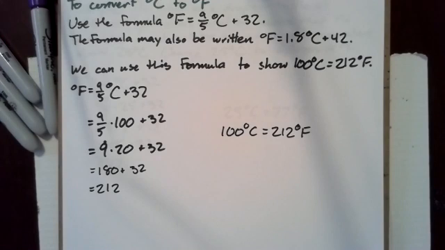Degrees Fahrenheit is equal to 9/5 degrees Celsius plus 32. That's 9/5 times 100 plus 32, which is 9 times 20 plus 32, which is 180 plus 32, which is 212. 100 degrees Celsius is therefore equal to 212 degrees Fahrenheit.